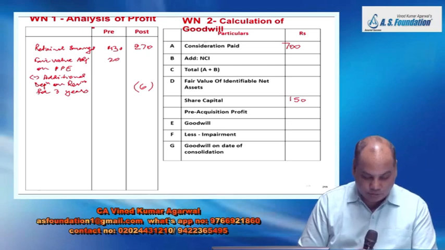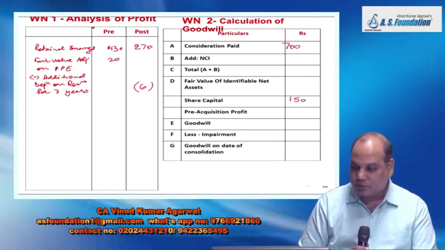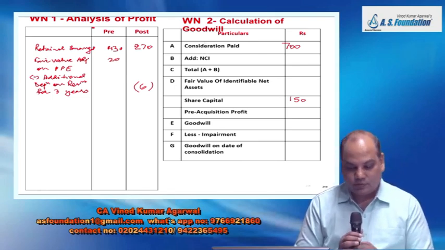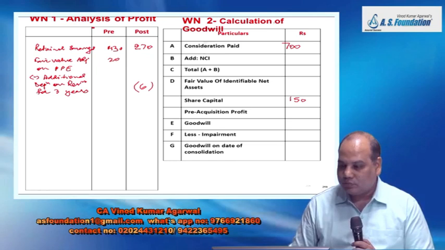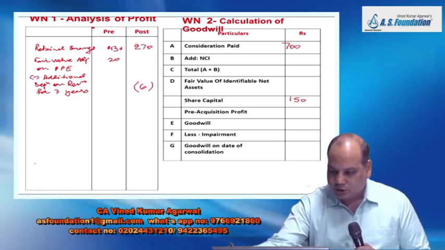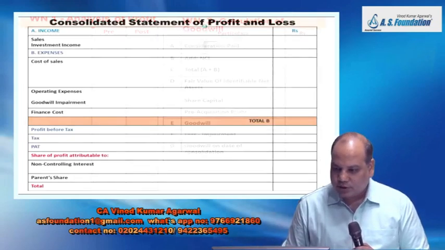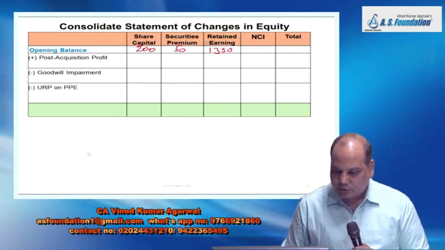Now come to point number 2. P group values NCI at fair value. Fair value of NCI on the date of acquisition was 2,50,000. So write down in working note 2 NCI on the date of acquisition 250, and also write in statement of changes in equity 250.